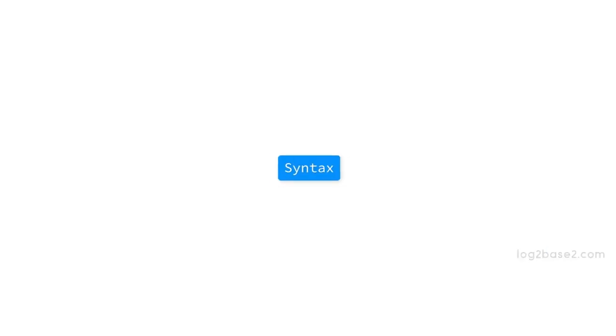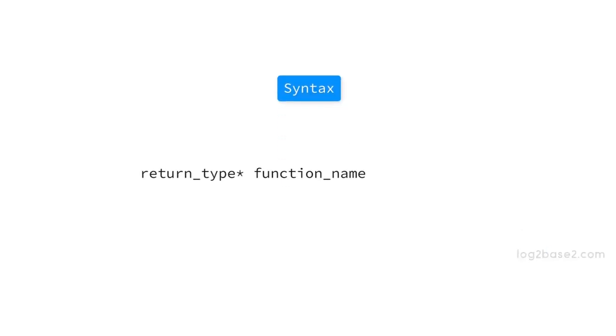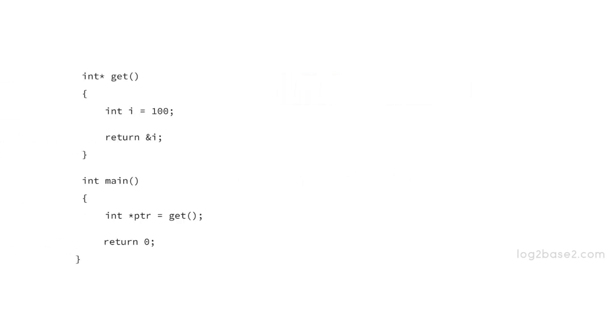So the syntax is return type star function name followed by parameters within parenthesis and a semicolon. Here the star indicates that the function is returning the address of a variable. For example, suppose the function returns the address of an integer variable, then we have int star function name parameters. And if the function returns the address of a character variable, then we have char star function name and parameters. Now let us see a very simple program to understand this.